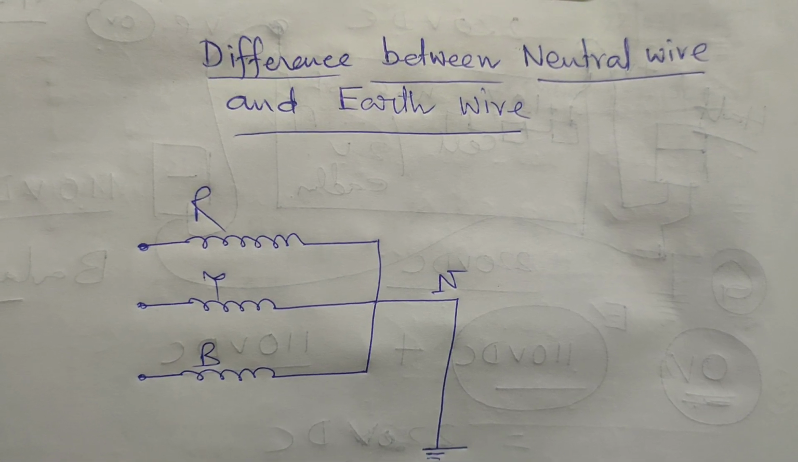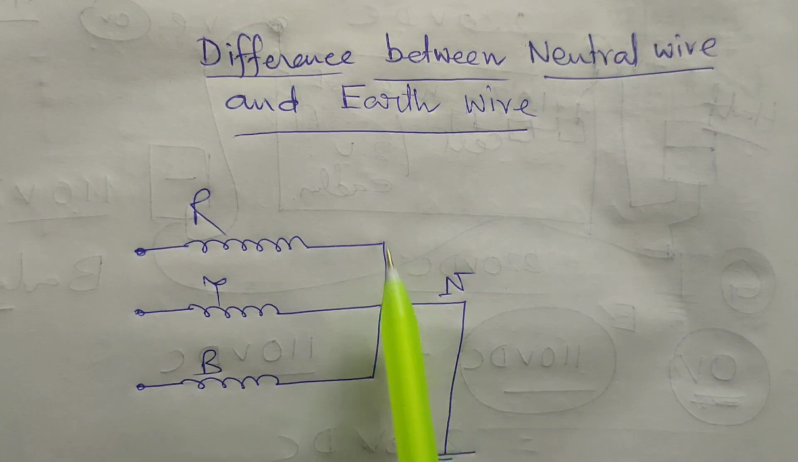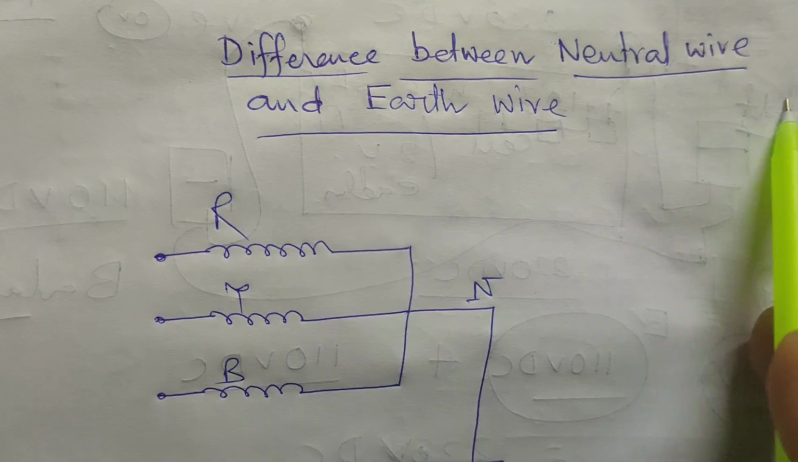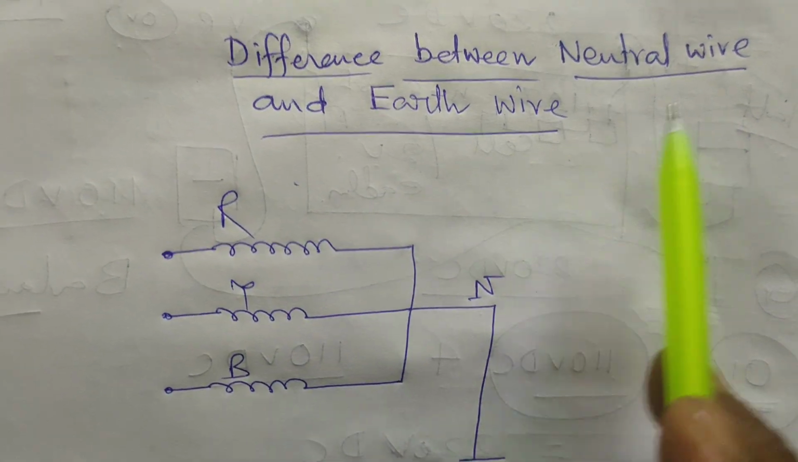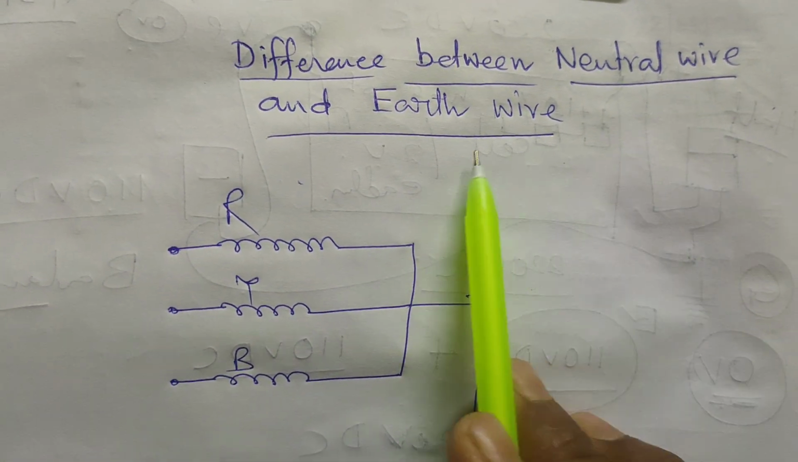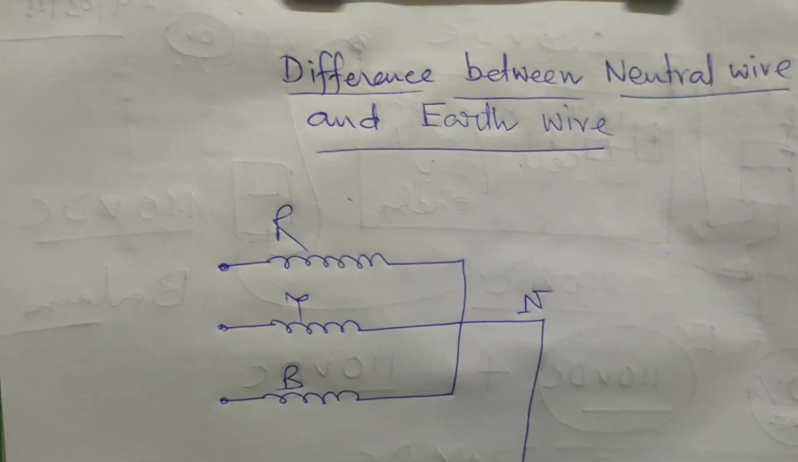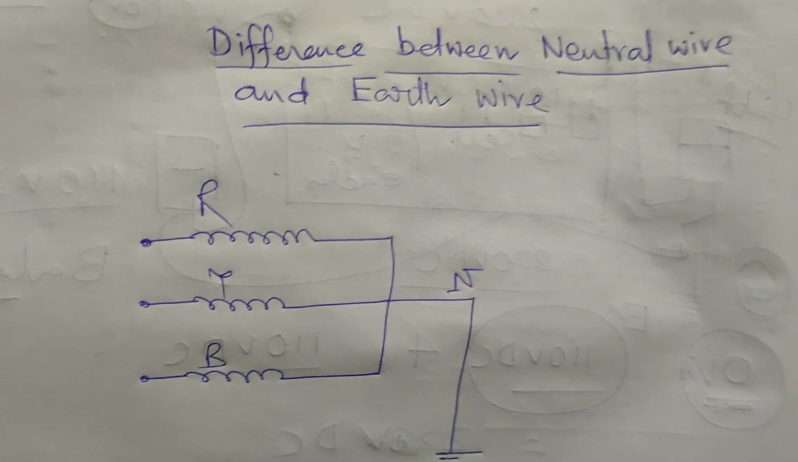Today the topic we are discussing is the difference between the neutral wire and the earth wire. The neutral wire and earth wire are two different connections.